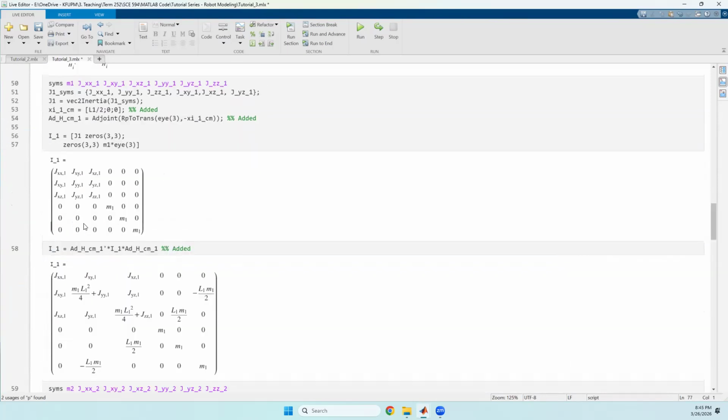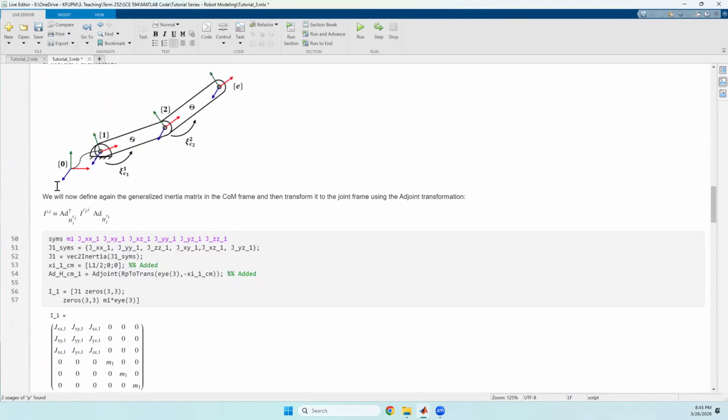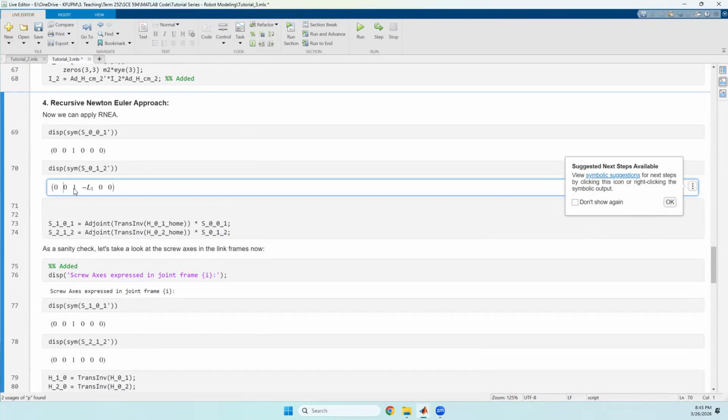The second screw axis, expressed in frame 2 compared to expressed in frame 0, will actually give different results because they're not the same frames, and they're also displaced from one another. If we look at the frame here, we'll find the second screw axis expressed in the 0 frame. We can get this expression here, that we've seen earlier in tutorial number 1.